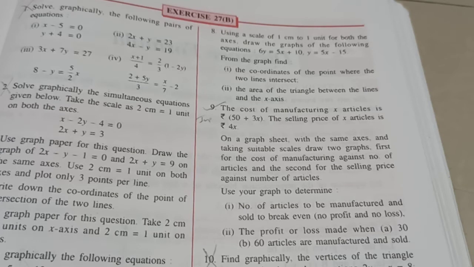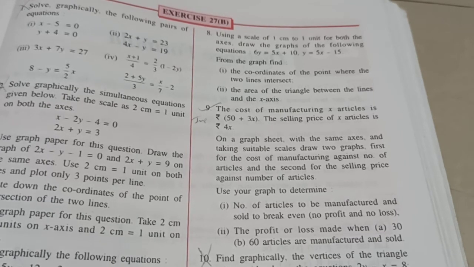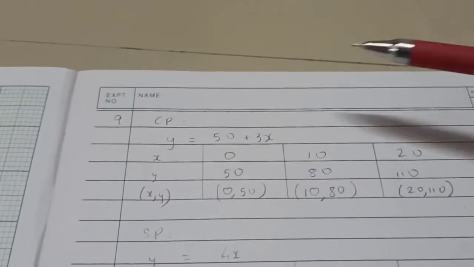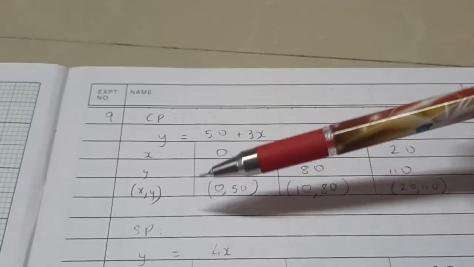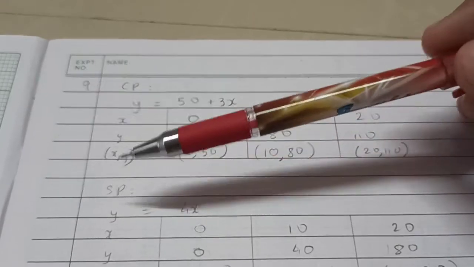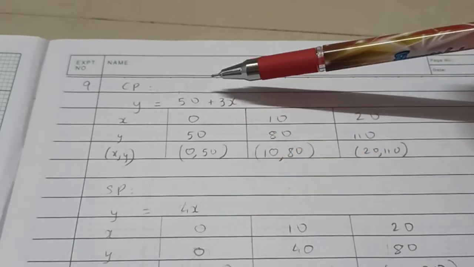The cost of manufacturing X articles is 50 plus 3X. Of course, the CP or cost price depends on the number of articles, and selling price is 4X. So we've got two equations here. For cost price, it is Y is equal to 50 plus 3X, where Y is the CP. And for selling price, it is Y is equal to 4X, where here Y is SP. So these are just normal two linear equations.